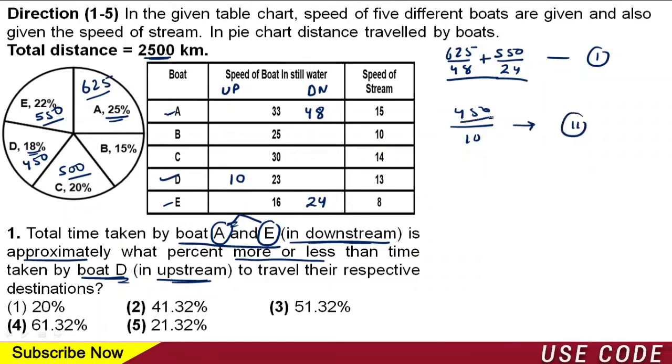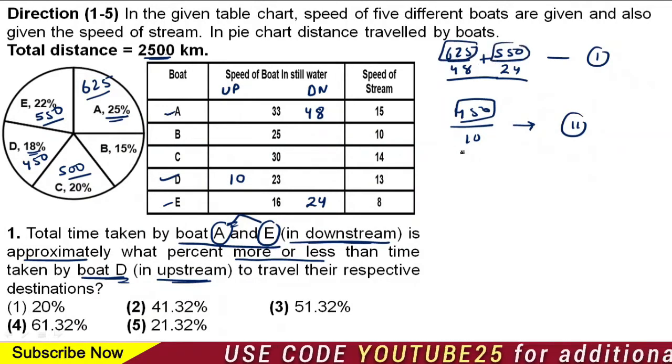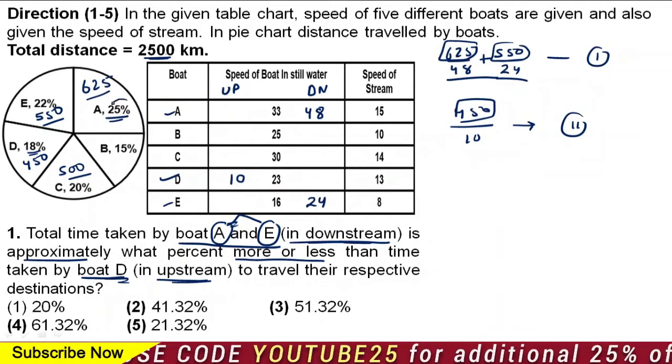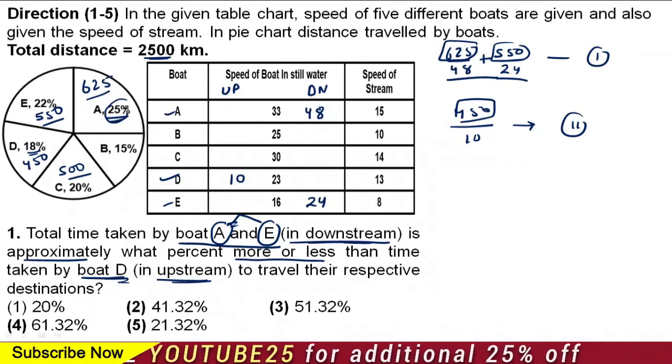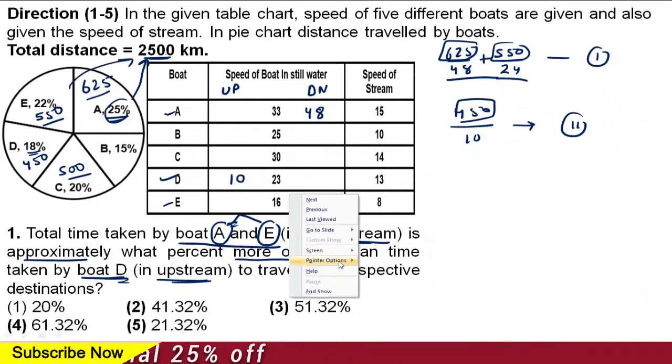In all the cases for all three boats, I'm using these distances, but I could have used the percentage values themselves. Why? Because all these percentage values correspond to the same base value, that is 2500.